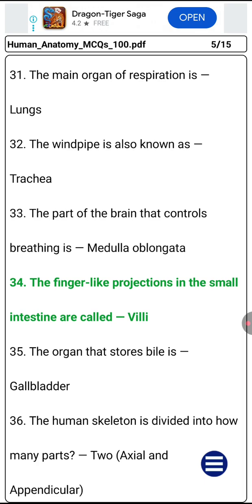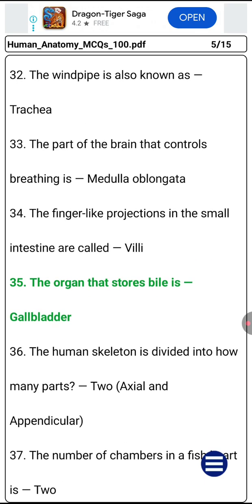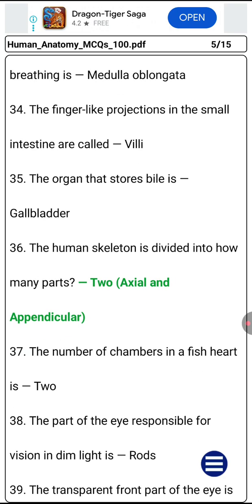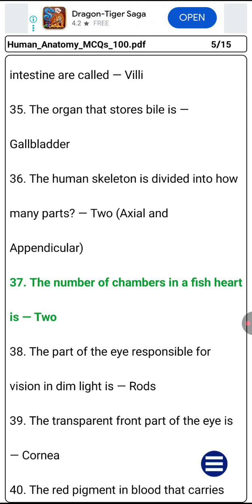34. The finger-like projections in the small intestine are called villi. 35. The organ that stores bile is gallbladder. 36. The human skeleton is divided into how many parts? 2. Axial and appendicular. 37. The number of chambers in a fish heart is 2.